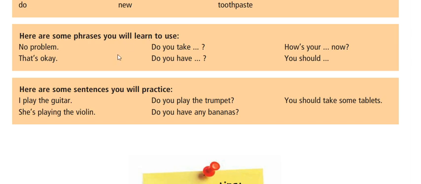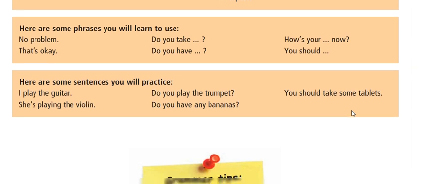Here are some phrases you will learn to use. No problem, that's okay. Do you take? Do you have? How's your now? You should. Here are some sentences you will practice. I play the guitar. She is playing the violin. Do you play the trumpet? Do you have any bananas? You should take some tablets.